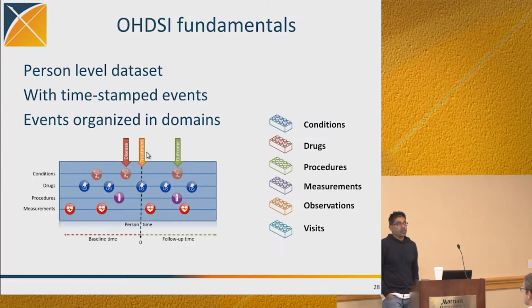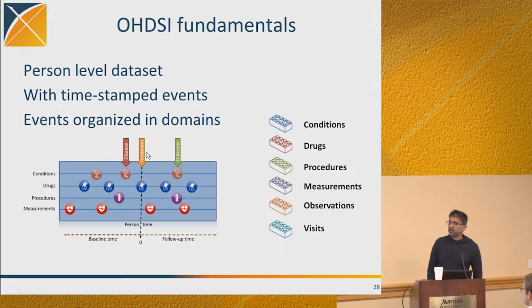Everything that we do in the OHDSI ecosystem is on person-level data sets. Person-level data sets are time-stamped information about people. A person may have more than one record, and each record is time-stamped and has a concept ID associated with it. Those records are distributed over different domains, like conditions, drugs, procedures, measurements, and so on. There is another tutorial on the OMOP Common Data Model and vocabulary, which is extremely important. This is an advanced tutorial, so the assumption here is that you understand the OMOP Common Data Model, at least at its foundation level.